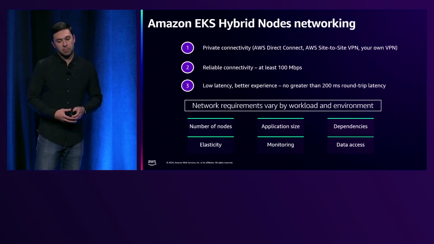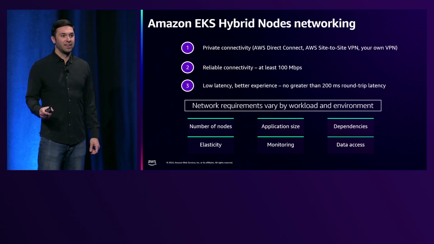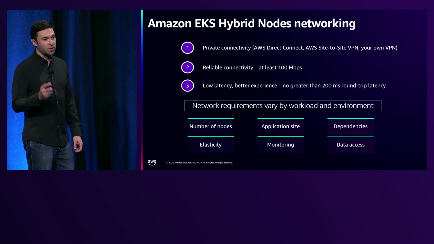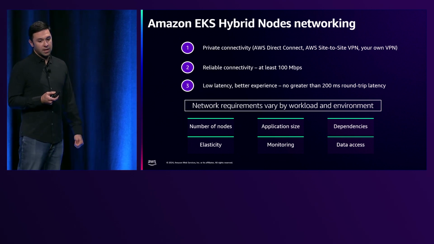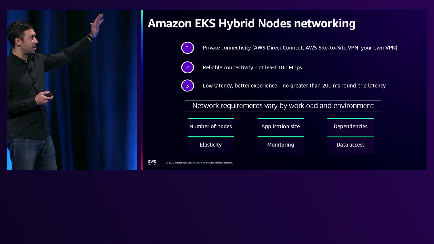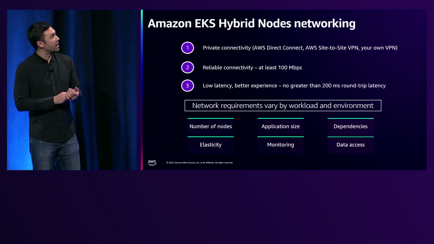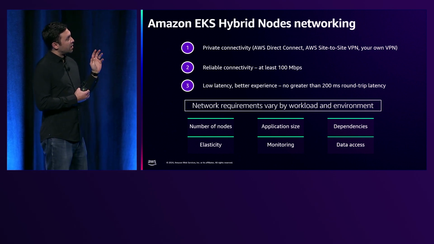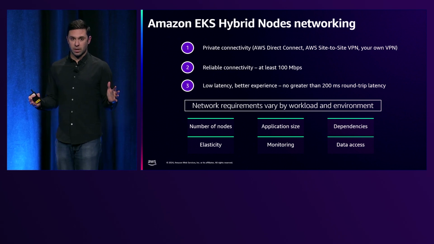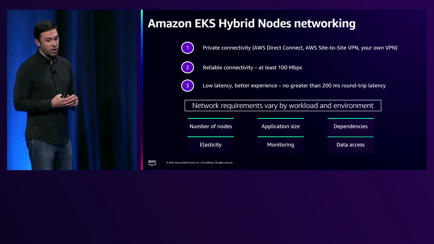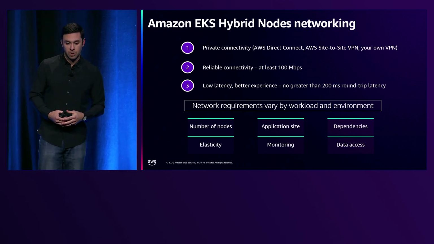All right, so now talking a little bit about, okay, well, what are the minimum networking requirements? And I've got to say right off the bat that it depends, all right? You should test with your own environments and your own applications. We did a substantial amount of testing leading up to launch, and aside from that private connectivity that we've already touched on here, we recommend reliable connectivity, at least 100 megabits per second of bandwidth, and then generally, the lower latency you have between that control plane and your hybrid nodes, the better experience that you're going to have. And we recommend no greater than 200 milliseconds of round trip latency between your control plane and your hybrid nodes.